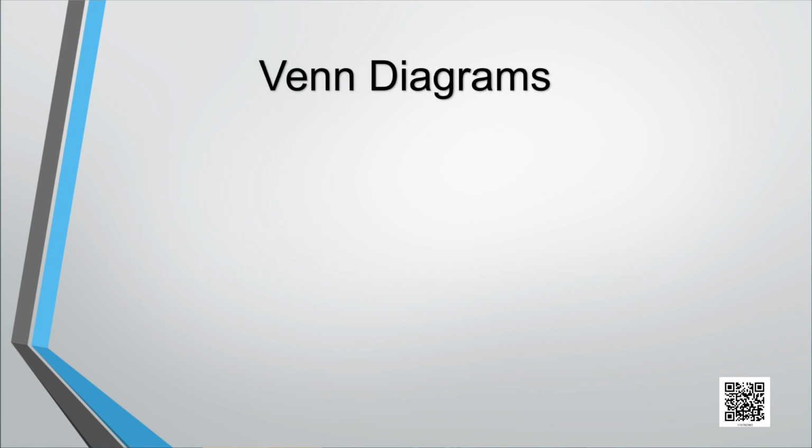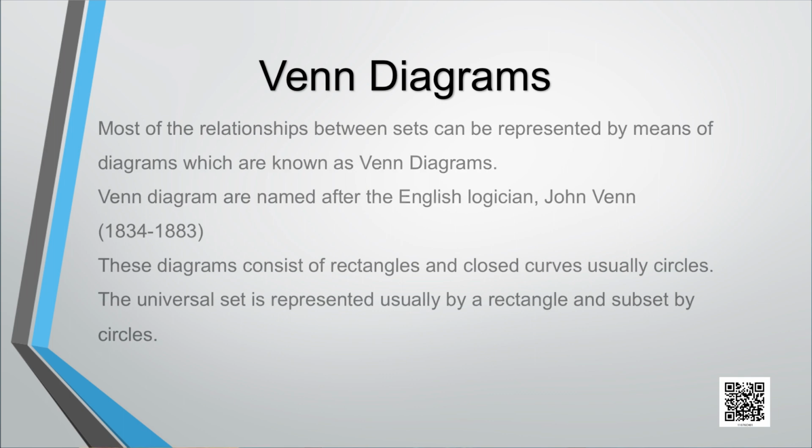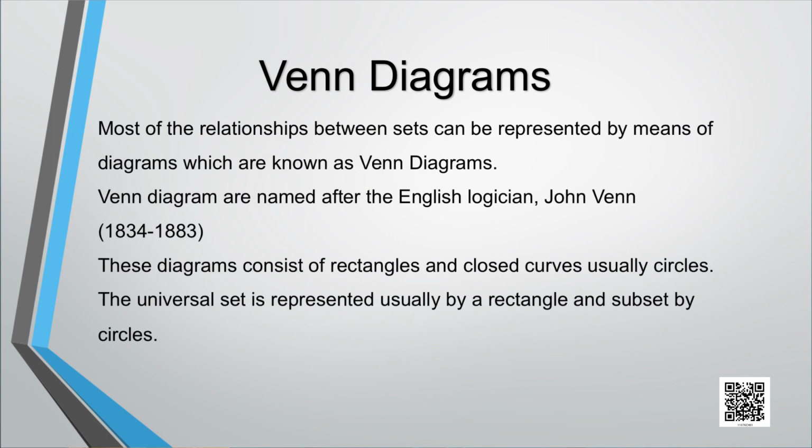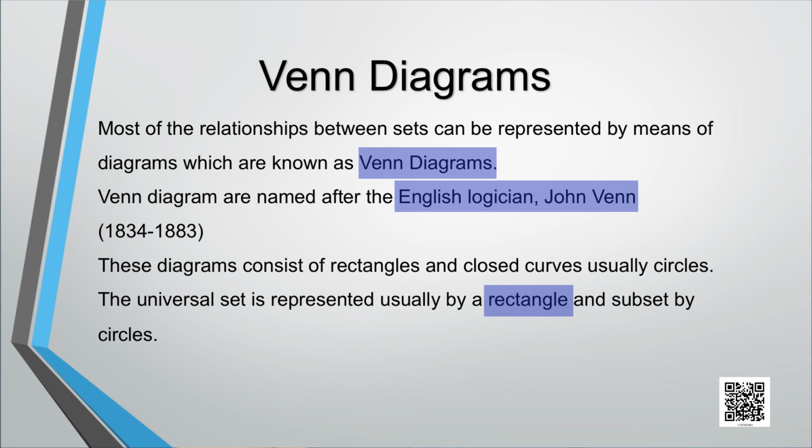So let us first study about what is Venn diagram. Most of the relationships between sets can be represented through diagrams, and these diagrams are known as Venn diagrams. This Venn diagram is named after English logician named John Venn. These diagrams consist of rectangles and closed curves, usually circles. The universal set is usually represented by a rectangle and the subsets by circles.